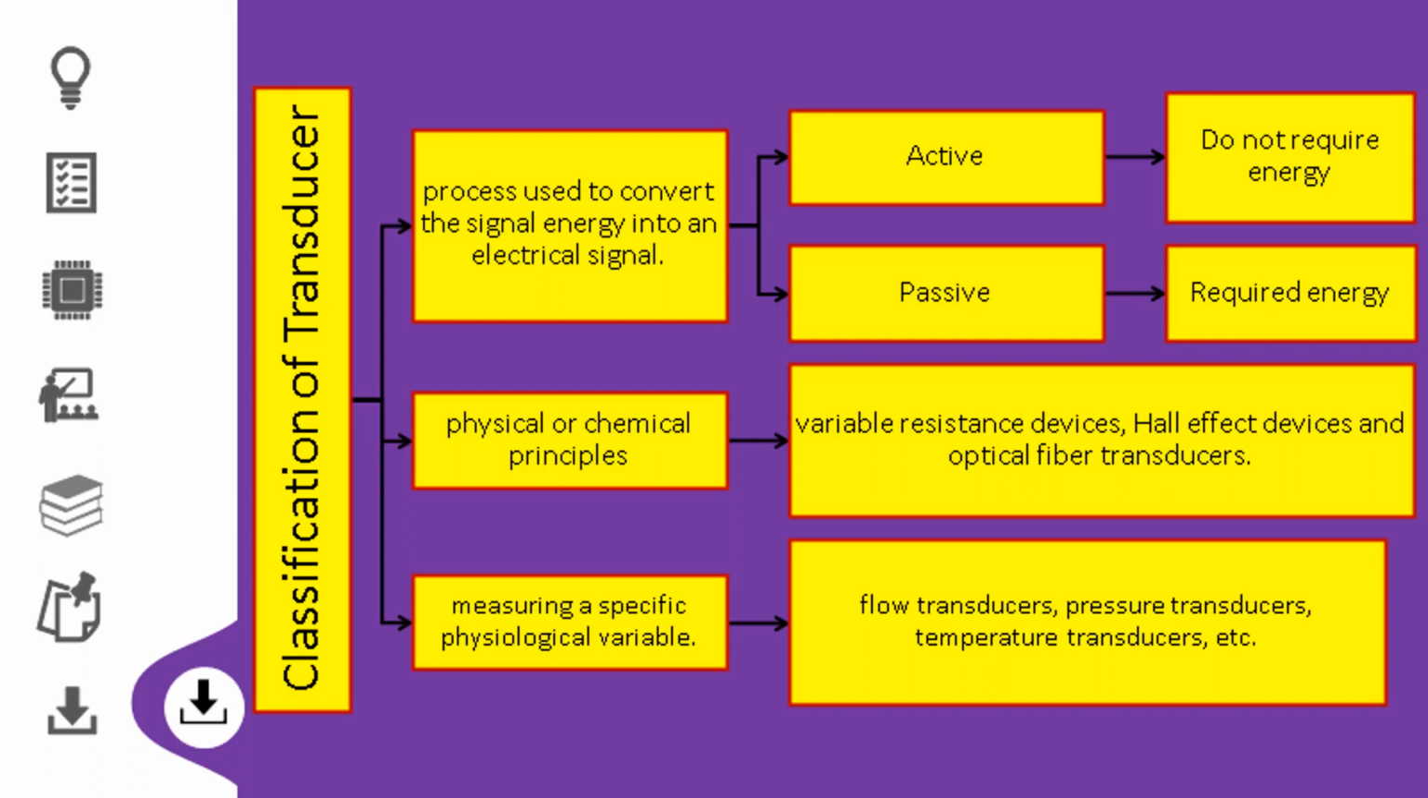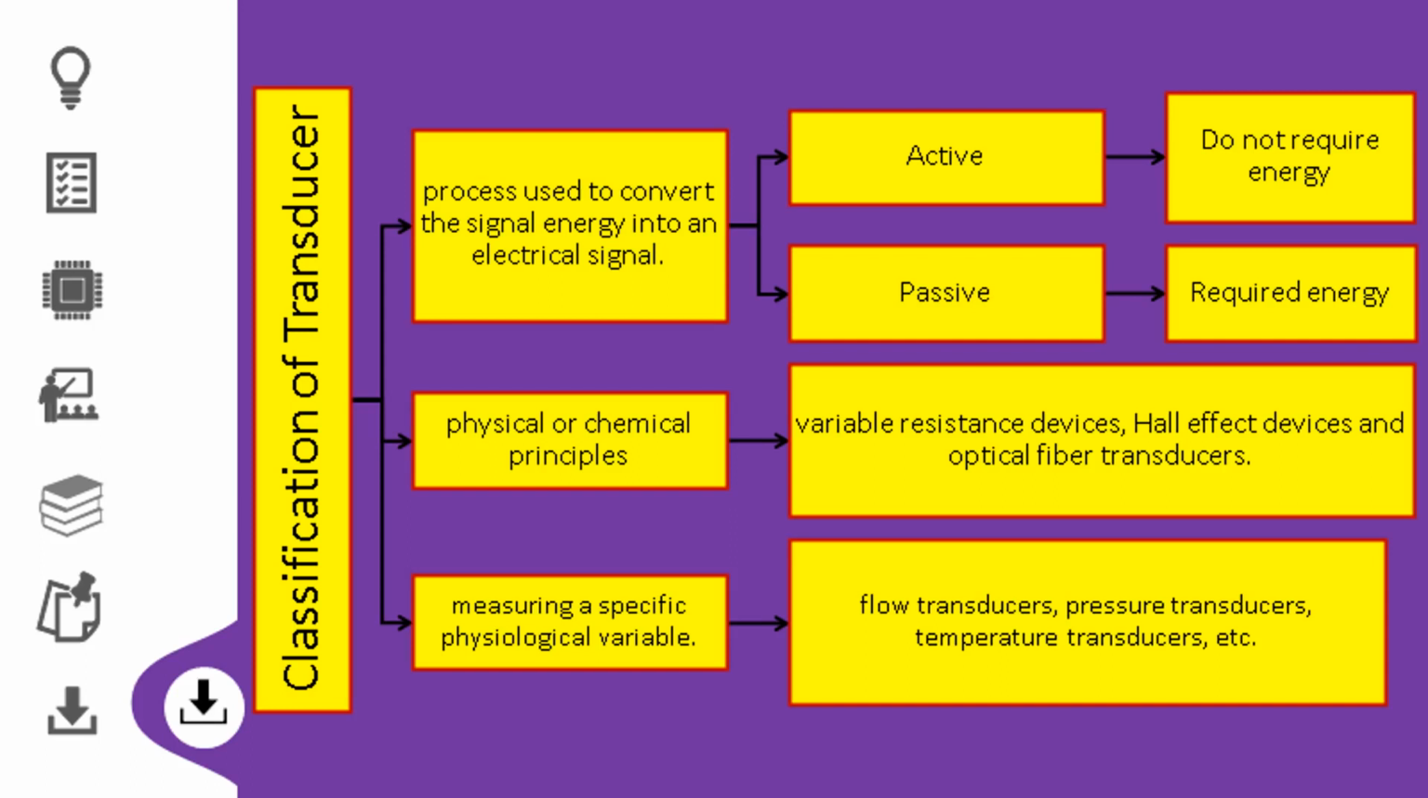Many physical, chemical, and optical properties and principles can be applied to construct transducers for applications in the medical field. Transducers can be classified in many ways, such as based on the process used to convert the signal energy into an electrical signal. Based on this category, they are again divided into two types: active and passive. Active transducers do not require external energy. An example is photovoltaic cells, in which light energy is converted into electrical energy. Passive transducers require energy to be put into them to translate changes due to the measurand.